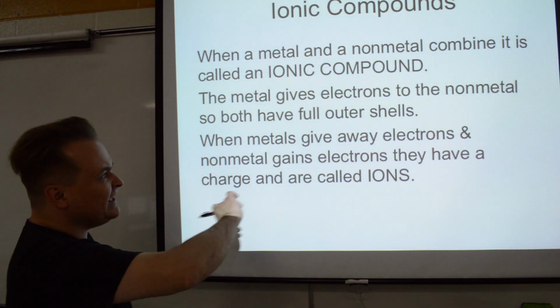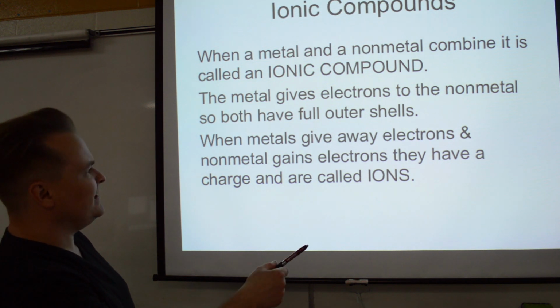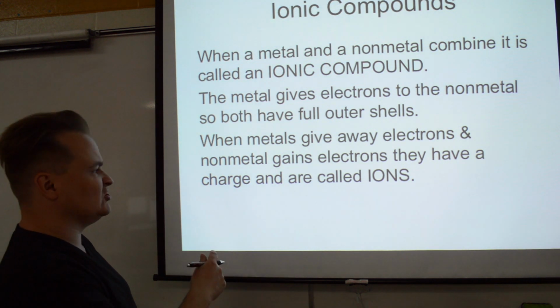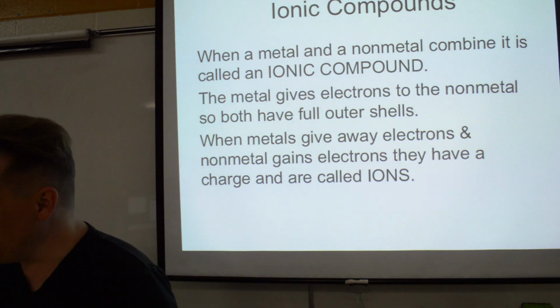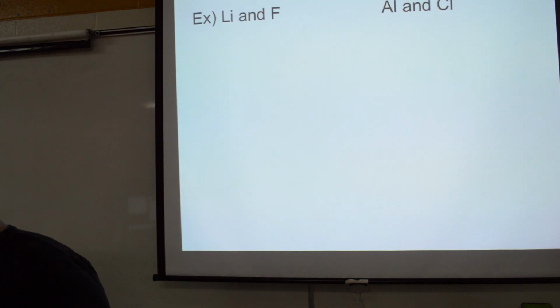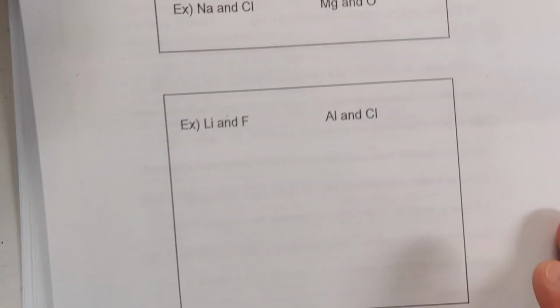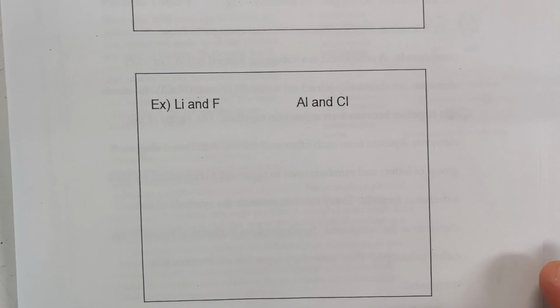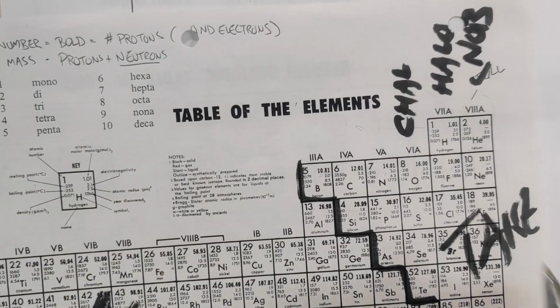Now, the metal gives its electrons to the nonmetal. And when the metal gives away the electron, the nonmetal gains an electron, so they're attracted to each other. What does that even mean? Well, let's do an example here. All right. So lithium and what? Lithium combining with fluorine.